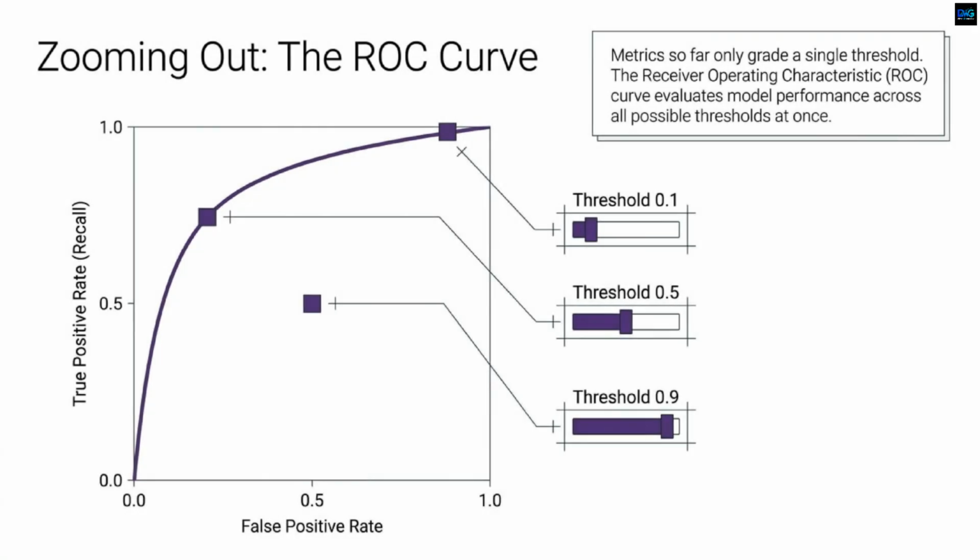The ROC curve allows us to zoom out and evaluate model performance across every possible threshold. By plotting the true positive rate against the false positive rate, we can visualize the model's ability to separate classes independently of a single operating point.